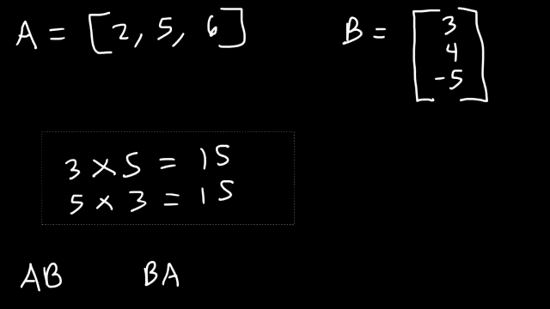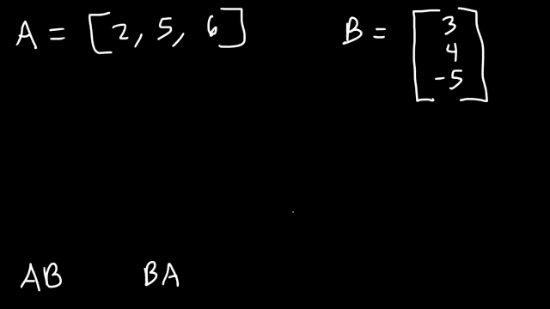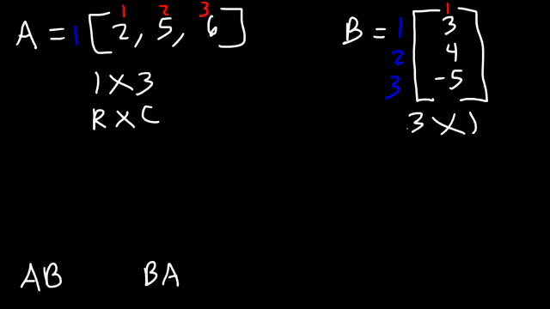Now, before we begin multiplying, let's talk about the order of each matrix. What is the order of matrix A? Matrix A has 1 row and 3 columns, so it's a 1 by 3 matrix. The way you write the order is you start with the rows and then the columns. Matrix B has 3 rows and only 1 column, so it's a 3 by 1 matrix. So if we multiply A by B, what do you think the order will be?